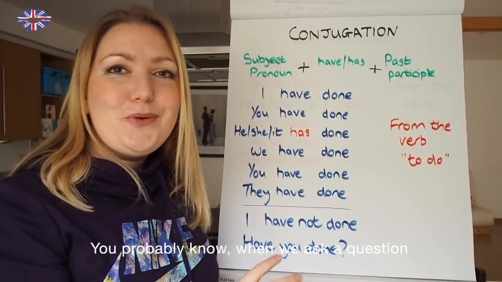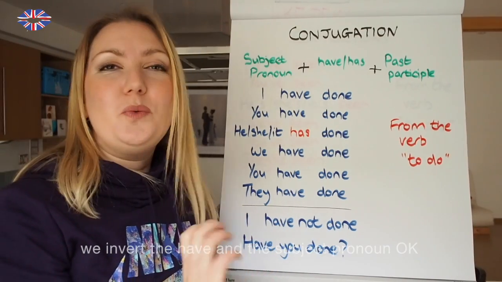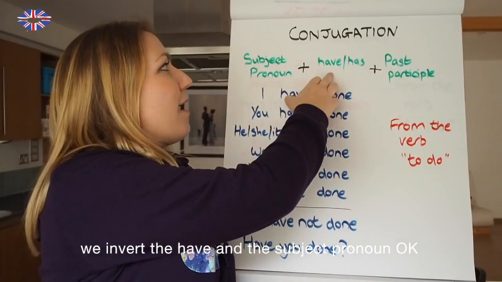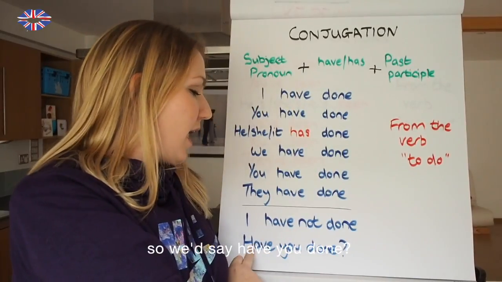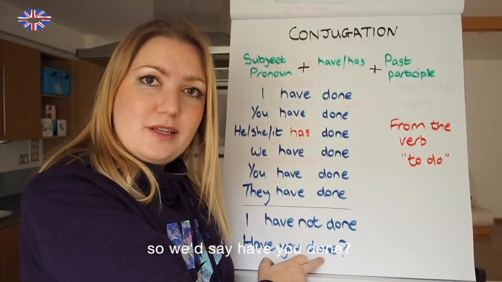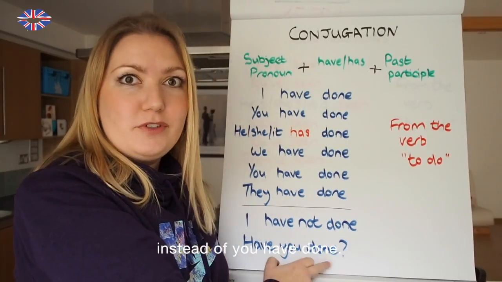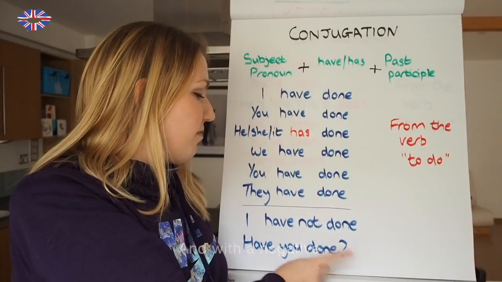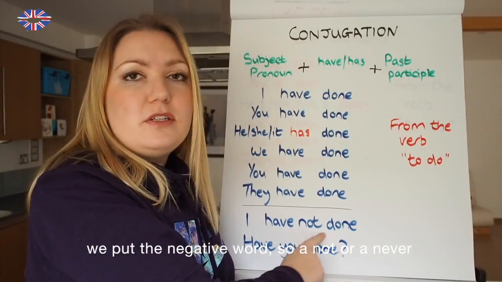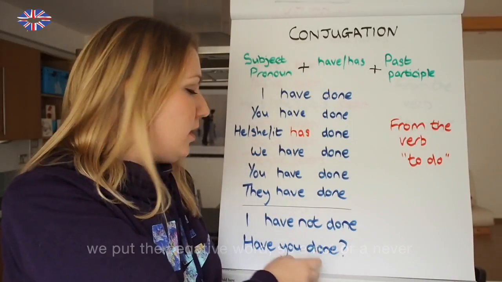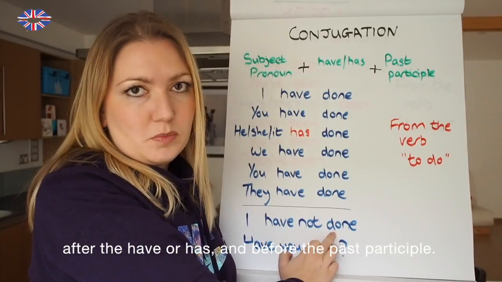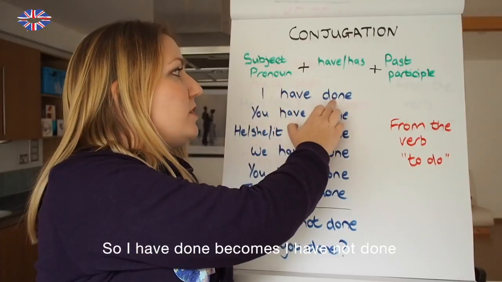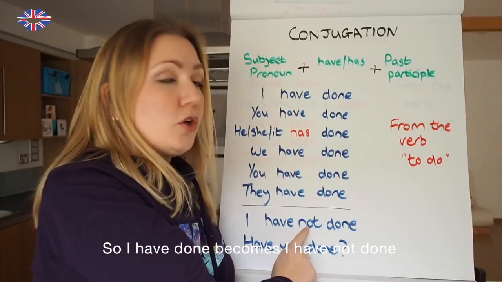You probably know when we ask a question, we invert the have and the subject pronoun, okay? So we would say, have you done, instead of you have done. And with a negative, we put the negative word, so a not or a never, after the have or has and before the past participle. So I have done becomes I have not done.